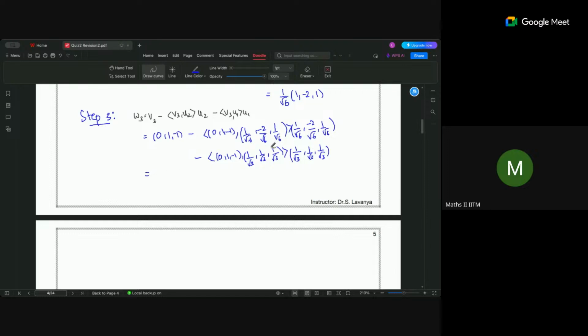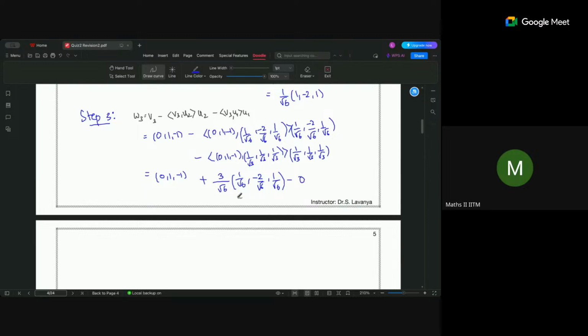Okay, so now you have to compute it. What will you get if you do this inner product here? 0 comma 1 comma minus 1 minus, what is this? The first one becomes 0. So you have minus 2 minus 1 by root 6, right? So maybe we'll write it as minus into minus, it becomes plus. So let's write it as plus 3 by root 6 of 1 by root 6 minus 2 by root 6, 1 by root 6. Right? And then here you have 1 by root 3 minus 1 by root 3. So this becomes 0. This inner product is 0.